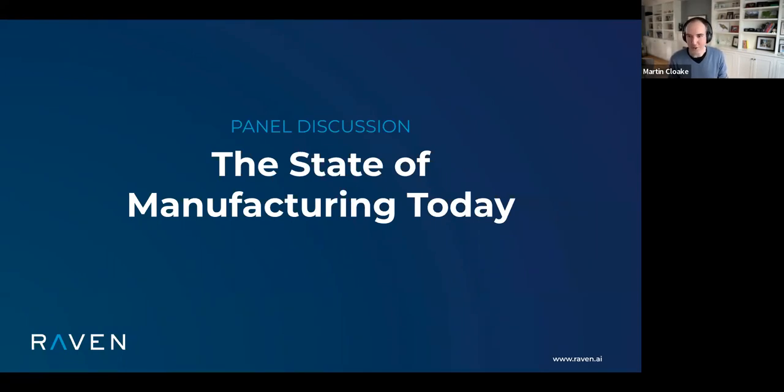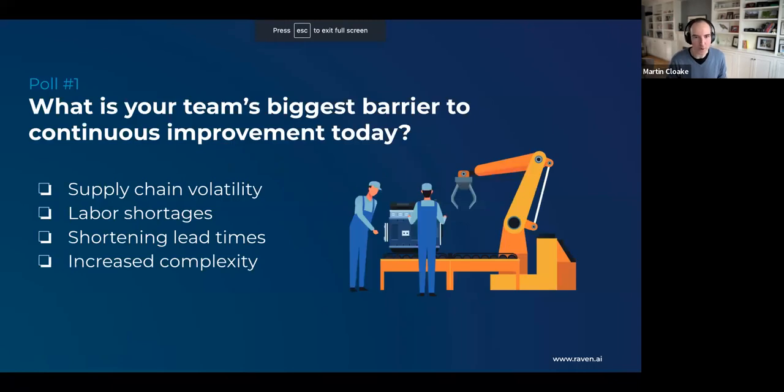So, to sum up this section here, we've never been this good at collecting data. We've never been this good at analyzing data. Where we struggle is to clean it and then to engage on the shop floor. So I think this is a good opportunity to tee up our first poll. The question I have for you folks in the audience is, what is your team's biggest barrier to continuous improvement today? So again, options are supply chain volatility.